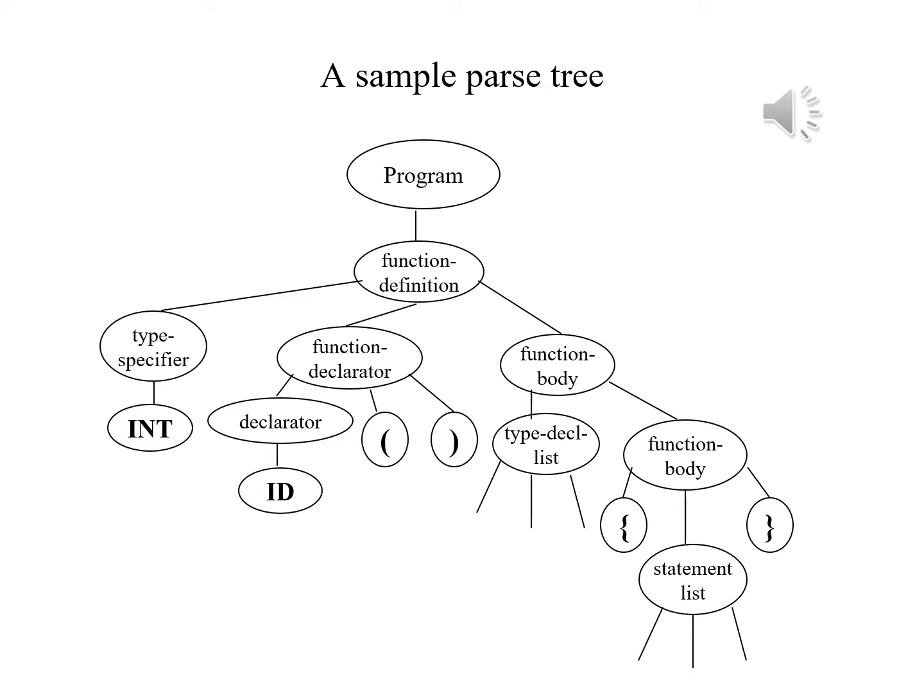You can see in this slide a sample parse tree. Although, as I said earlier, we are not typically going to actually produce a parse tree. You can see at the top the non-terminal program. You can see below it the non-terminal function definition. You can see after that type specifier, and finally the token int.